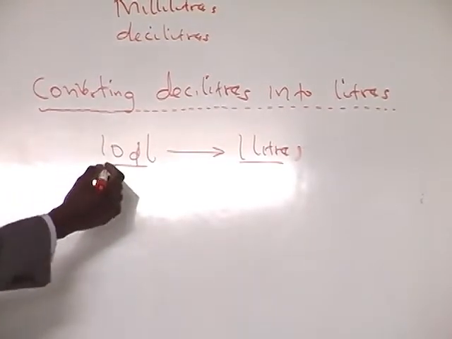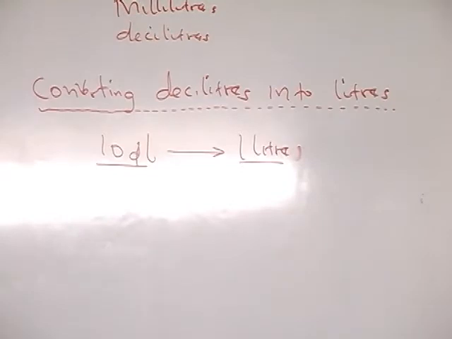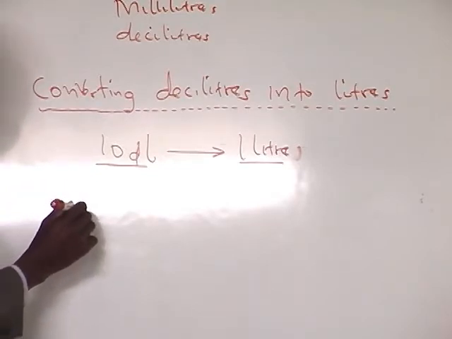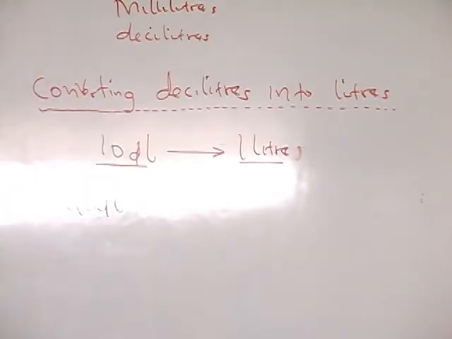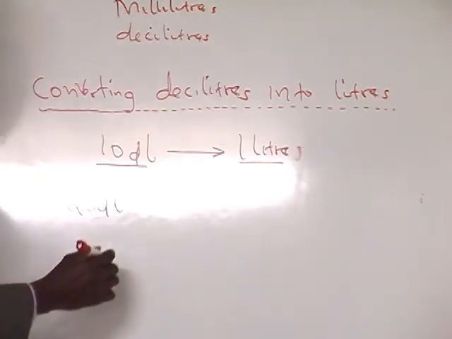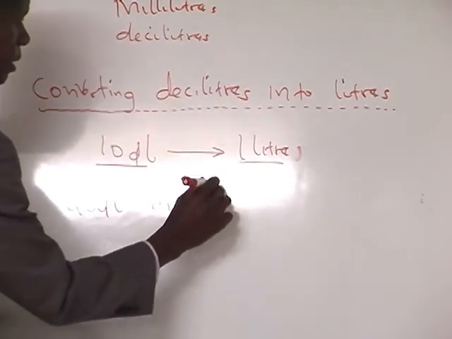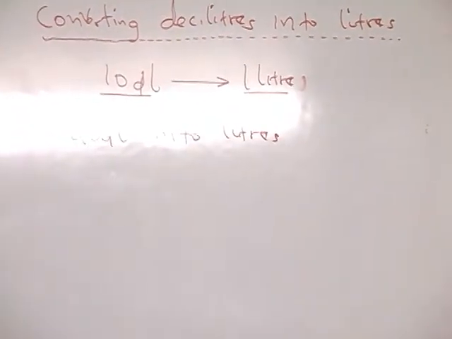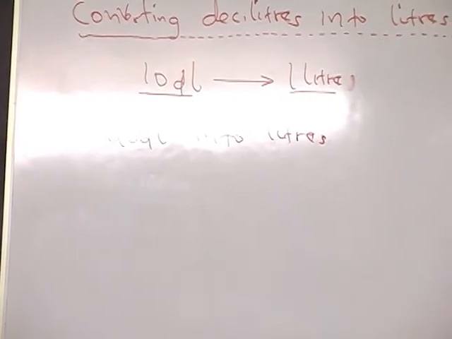So since we've known the formula that relates the two units, now I would want the class to be very keen and see the steps that I'm going to take in converting the following deciliters into liters. So one, if you are given 20 deciliters and you are told to convert it into liters, how do we start?